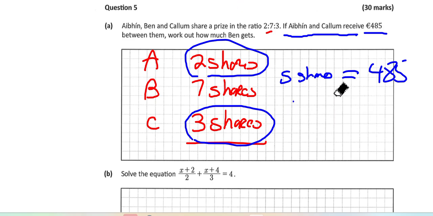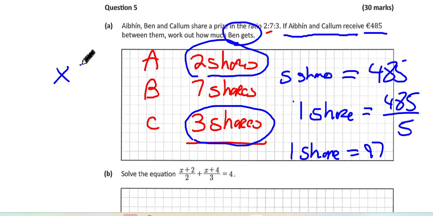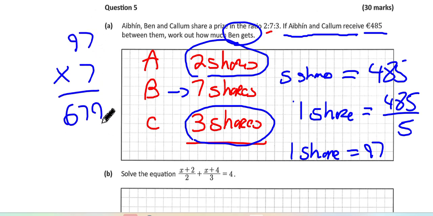So 5 shares is somewhere around that ballpark, all right? 97. So 1 share is 97. What does the question want? They want to know how much Ben gets. How many shares does Ben get? Yeah, because Ben gets 7 shares, yeah? Did any of you get the answer 679? No? We'll get it done.